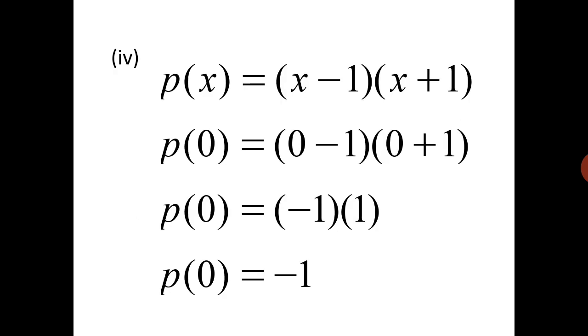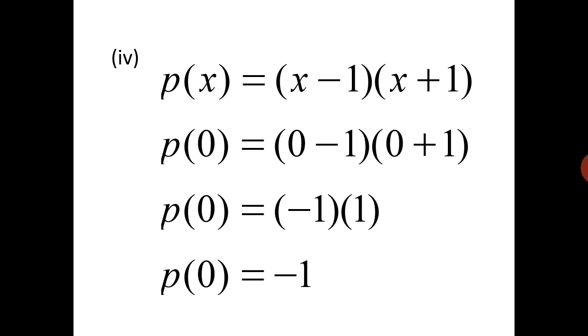Another sub question is solved for you. Here P of x is given as x minus 1 times x plus 1. This is the fourth sub question. As we are told to find out P of 0, then P of 1 and P of 2, we have begun with P of 0. So, wherever it was x, now in the second step it has become 0. Then solve both the brackets separately, get the solution. First bracket gives you minus 1, the second bracket gives you 1. And when you finally multiply them, P of 0 becomes minus 1.